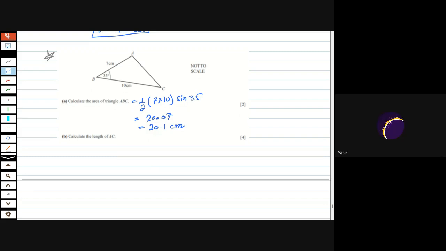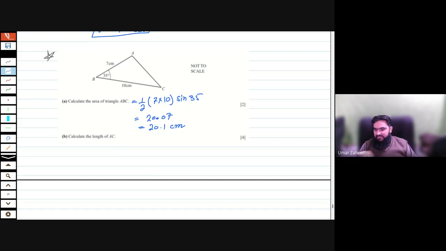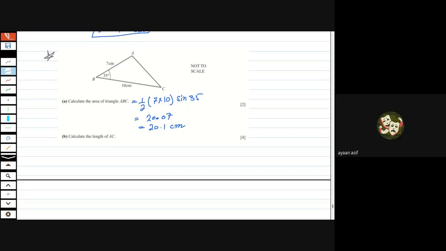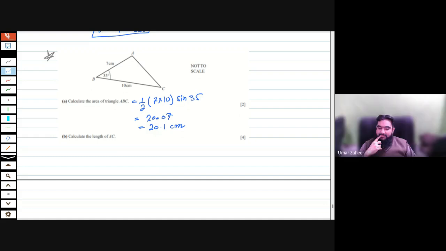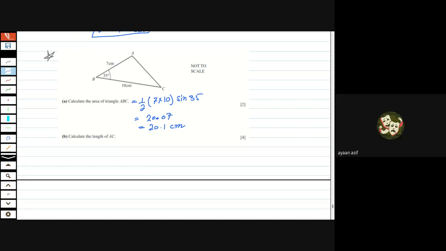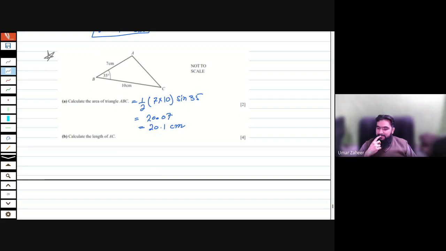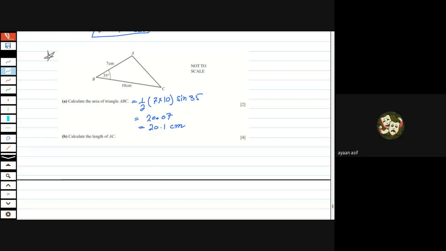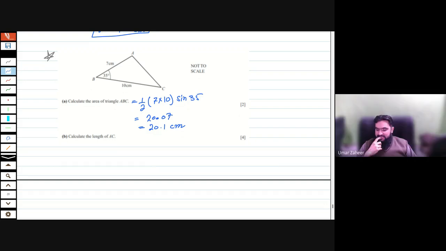Sorry, cosine rule. We have to use a sine rule, cosine rule. No. Yes, Yasir. Pythagoras theorem. Yasir, it is a right angle triangle. No. So we can use the Pythagoras theorem here. No. Sir, will it be sine rule? We have to use a sine rule. How do you know that we have to use a sine rule?